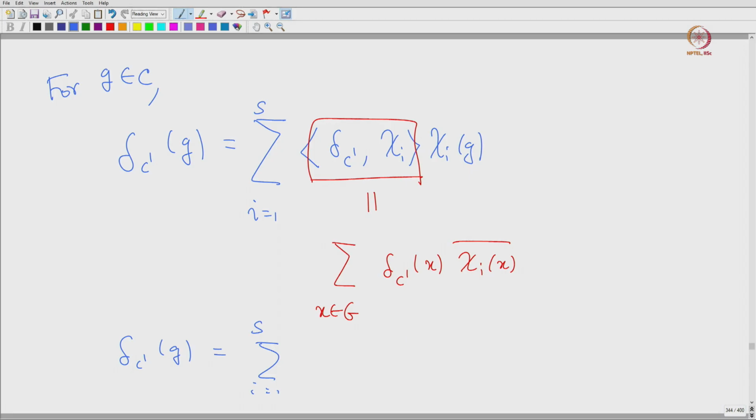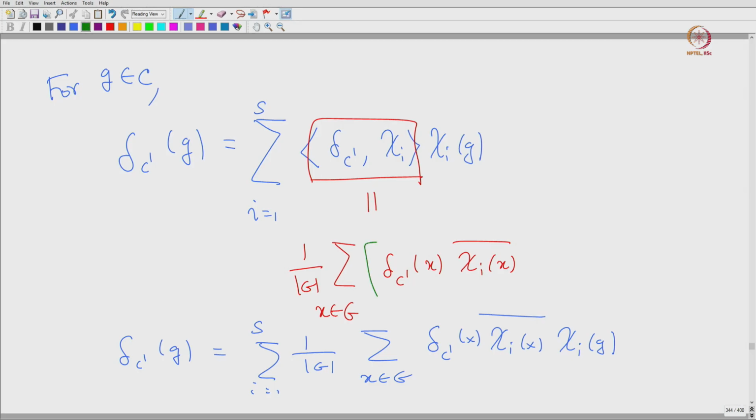So, if we plug this into the summation, we get delta C dash of g equal to the summation, i ranging from 1 to s. And I have forgotten the factor 1 divided by the cardinality of G. So, that factor we need to keep here: 1 divided by the cardinality of G, summation over x in G, then delta C dash of x, chi i of x bar, and then chi i of g. But note that this particular function delta C dash of x is going to be exactly 1 or 0 depending upon whether x is in C dash or not.